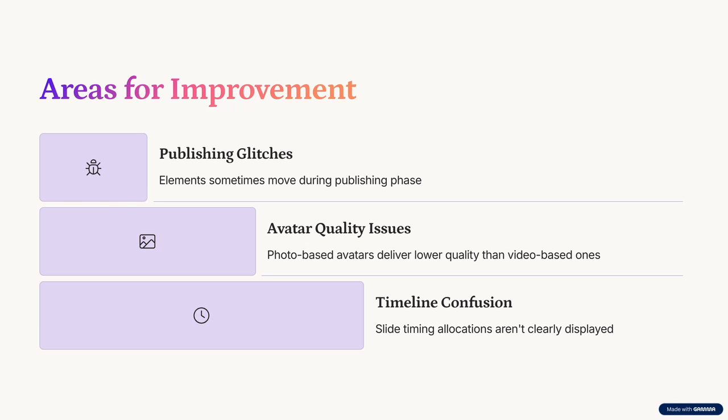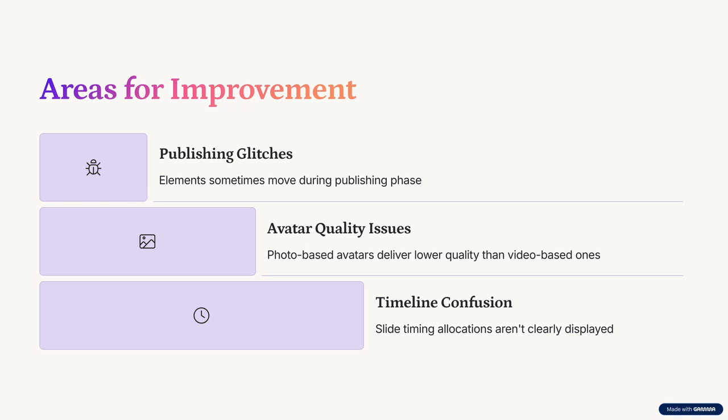So, like I said, the elements were sometimes moving during the publishing phase for some reason. They would shift and make it look not so good in the final product. So, again, you're wasting a video there if you're doing the trial, right? There were some quality issues with the avatar in terms of using the photo based avatars. They are lower quality than the video ones. So, again, I suggest using the video one or using one of the preset avatars if that is your choice.